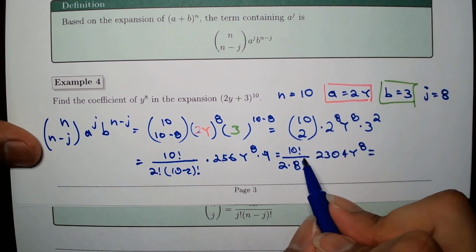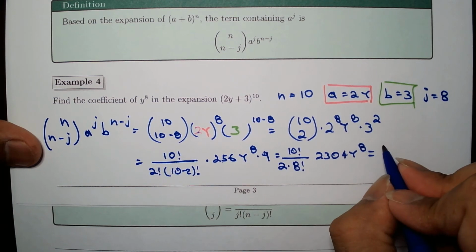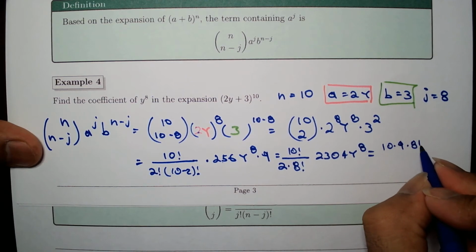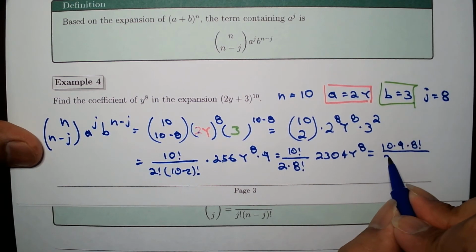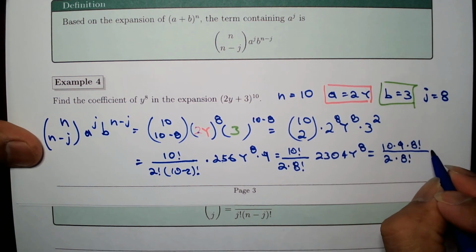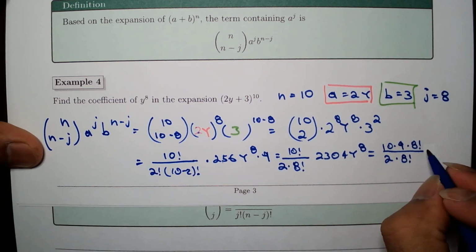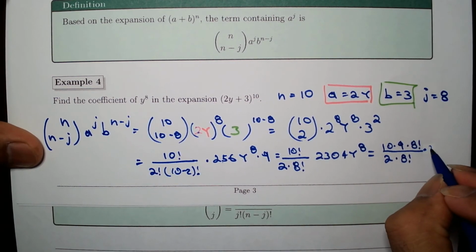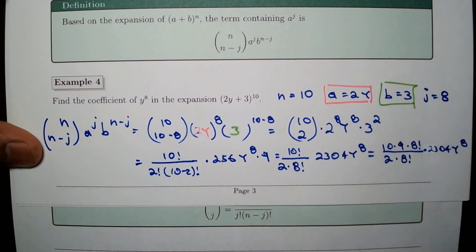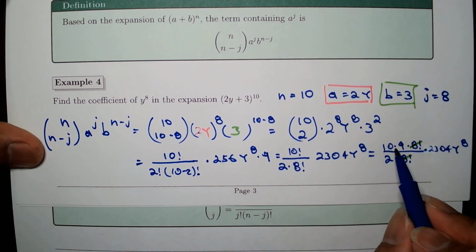Alright, so in this case, I'm going to simplify this factorial. I'm going to break it up into 10 times 9 times 8, but I'm going to stop here and write 8 factorial so we can cancel this 8 factorial here, times 2304 y to the 8. And in this case, goodbye. And what are we going to get?